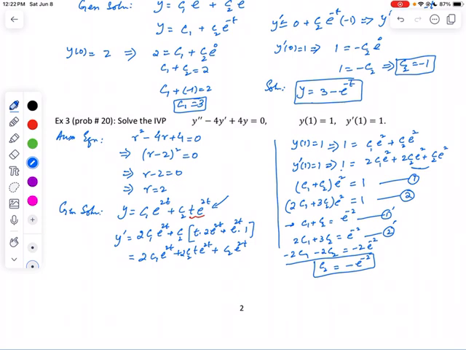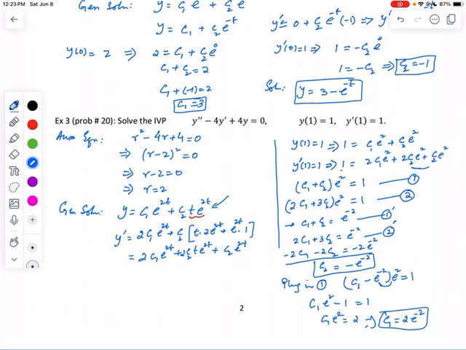Now I can just plug in c2 into equation 1 or 2 and solve for c1. So let's say I plug the value of c2 into equation 1. I will get c1 minus e to the minus 2 times e to the 2 equals 1. So distribute, and we get c1 e to the 2 minus 1, because when you multiply these two, you get e to the 0, which is equal to 1. So now we will take this 1 to the other side. So c1 e to the 2 is equal to 2, which implies c1 is equal to 2 times e to the negative 2. So this is the value of c1.